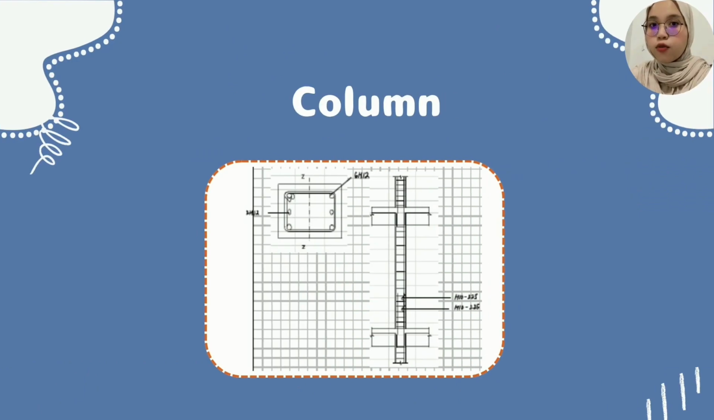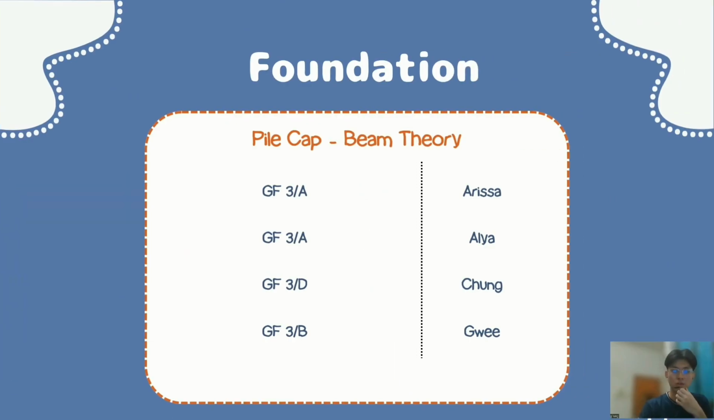So after I calculated, the main bar for the column is NH12, the secondary bar is 2H12, and the spacing is H10 to 225. That's all from me for the column corner and column part. Thank you very much. Next is about the foundation of the structure.